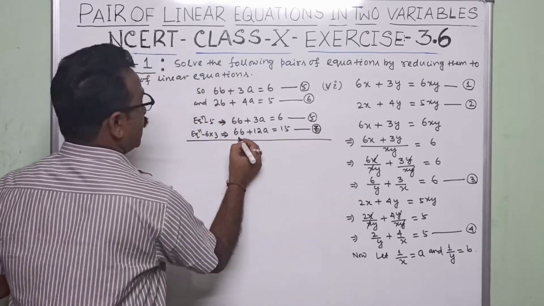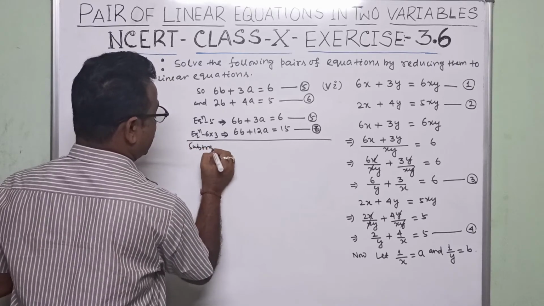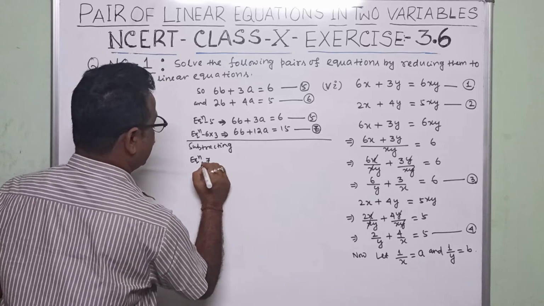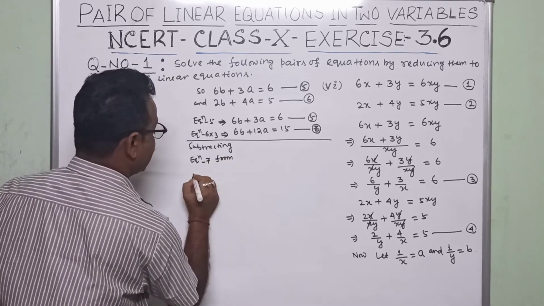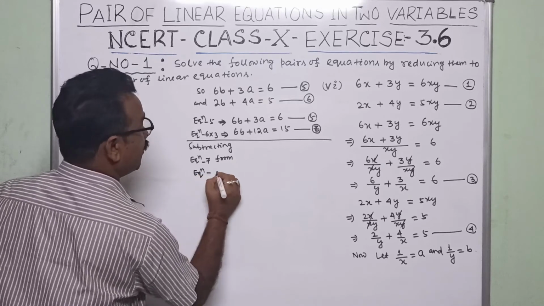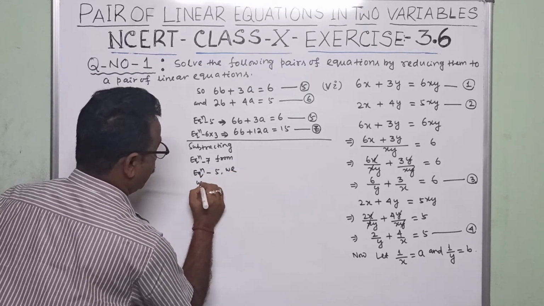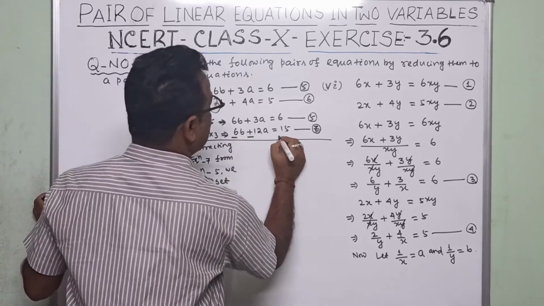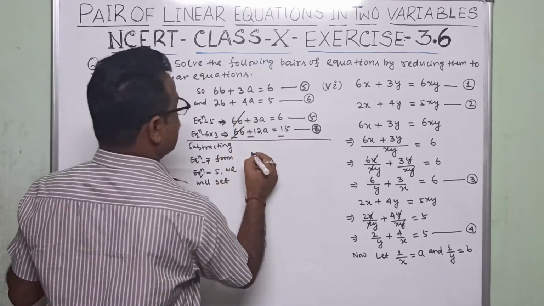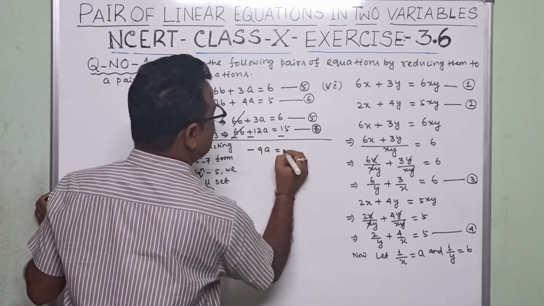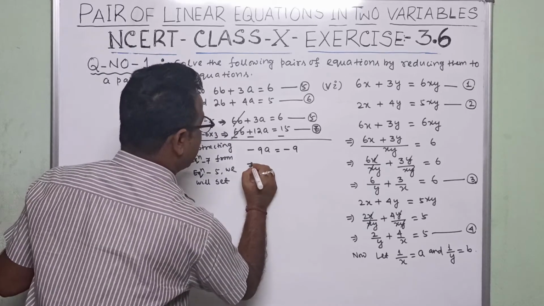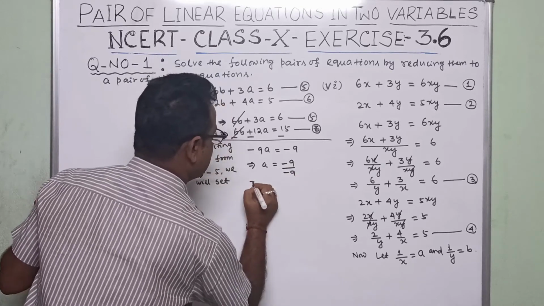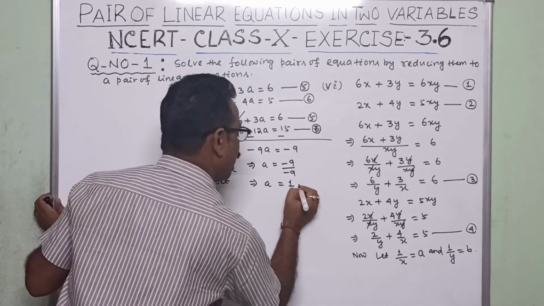Now subtracting equation 7 from equation 5, we will get, what will we get? Minus, minus, minus. So this is cancelled. Now it is minus 9a is equal to minus 9. That implies a is equal to minus 9 by minus 9. That implies a is equal to 1.